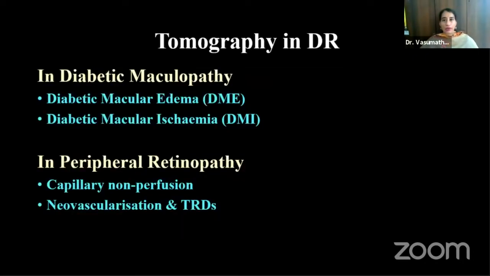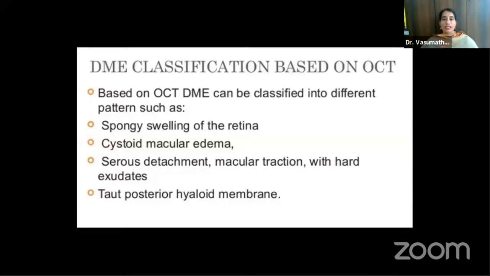And in tomography and diabetic retinopathy, the OCT, we can talk about diabetic maculopathy, wherein we can delineate diabetic macular edema or DME, or diabetic macular ischemia or DMI. And in peripheral retinopathy also, OCT can give us an idea about capillary non-perfusion, neovascularization, and tractional detachments, how to manage, etc. I will be showing a few illustrative examples.